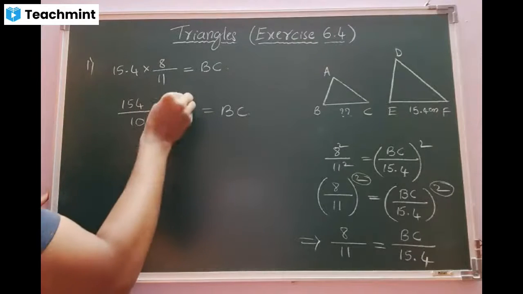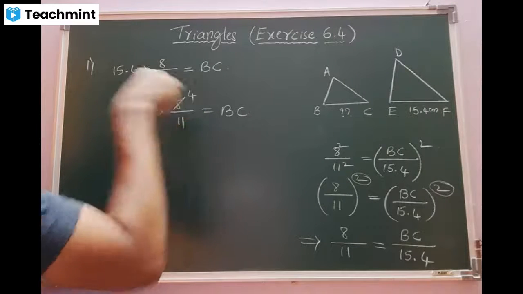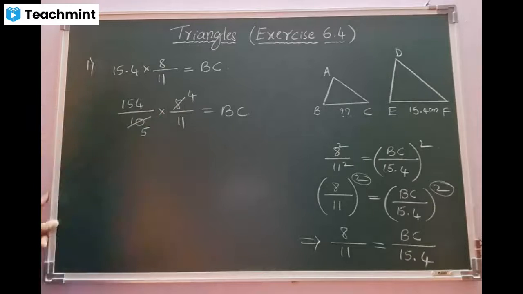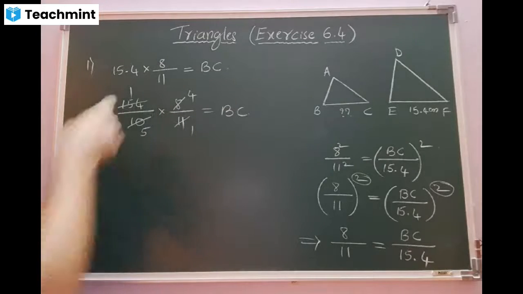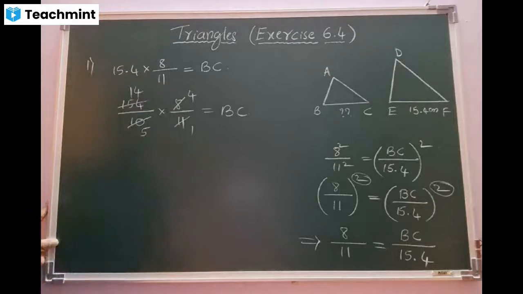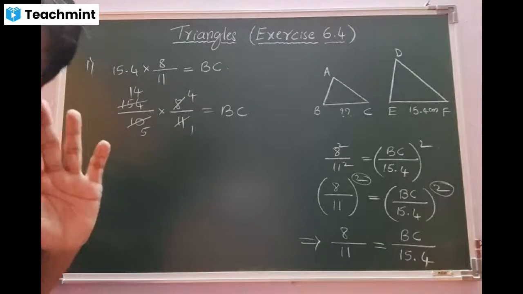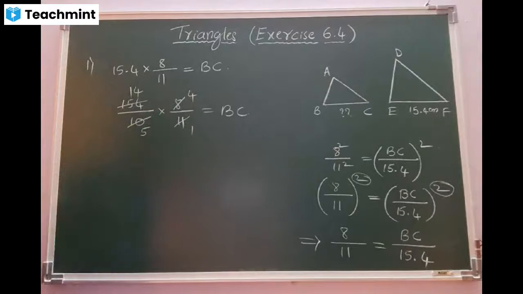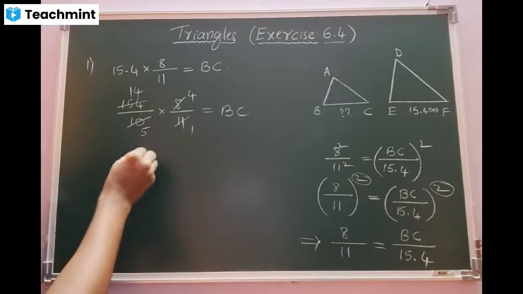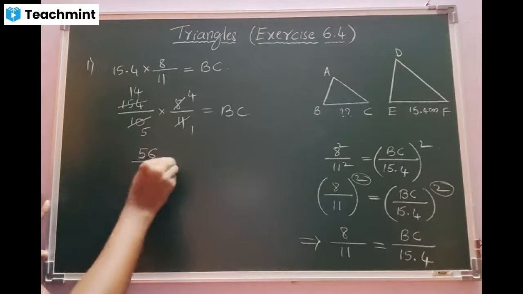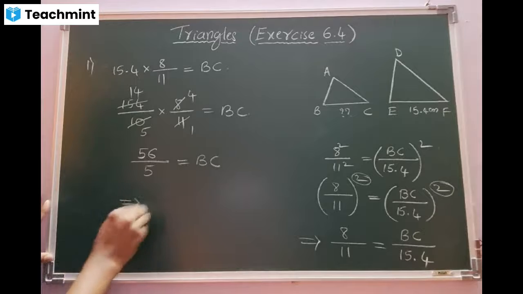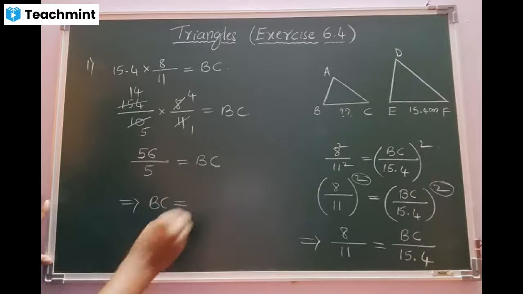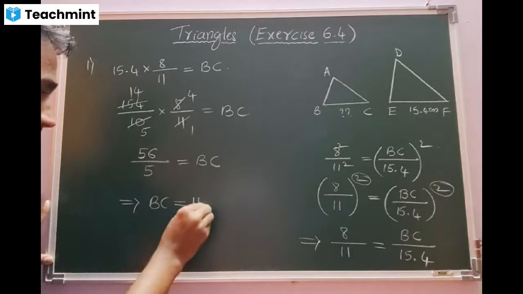11 ones are 11, 11 fours are 44, so 14 remains. Correct, beta? 14 into 4, how much? Is it 56, beta? Divided by 5 is BC. So tell me, beta, what is the final answer? BC is equal to 11.2.